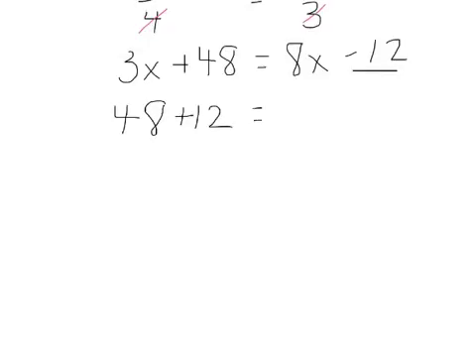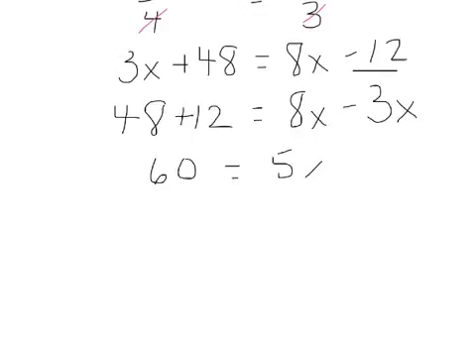Then I have 8x subtract 3x, leaving me with 60 equal to 5x. I divide both sides by 5, leaving me with an answer of x being equal to 12. So if I've done the work correctly, after I check it, my left side will equal my right side. Do that now on the sheet that's given and see whether x is equal to 12.